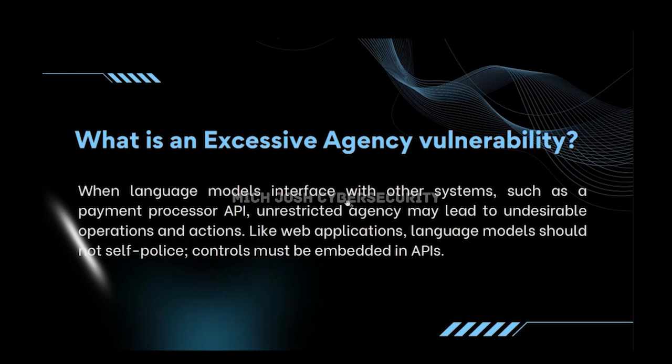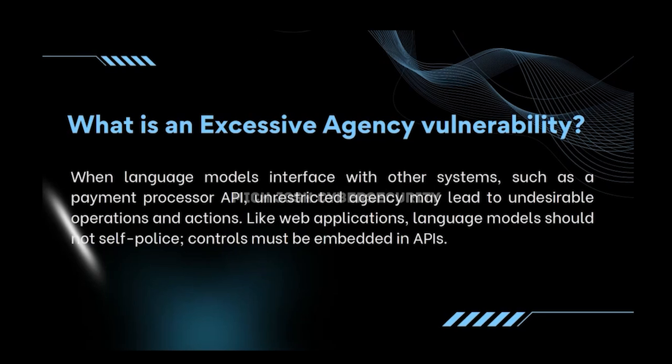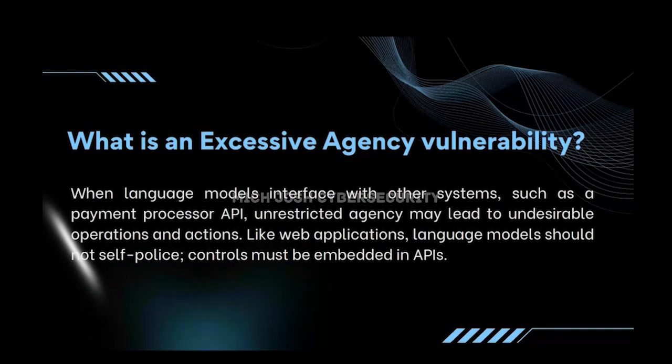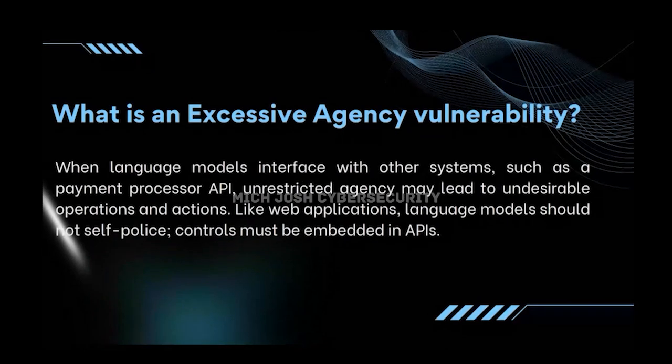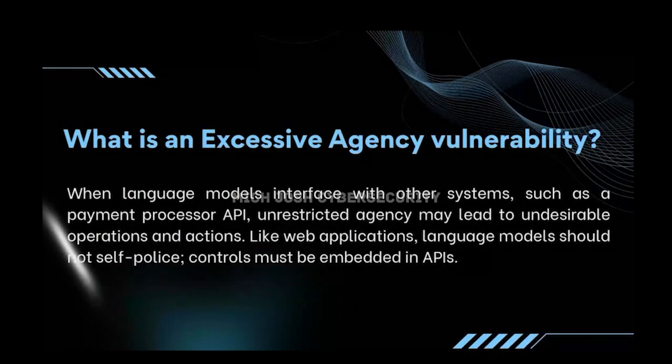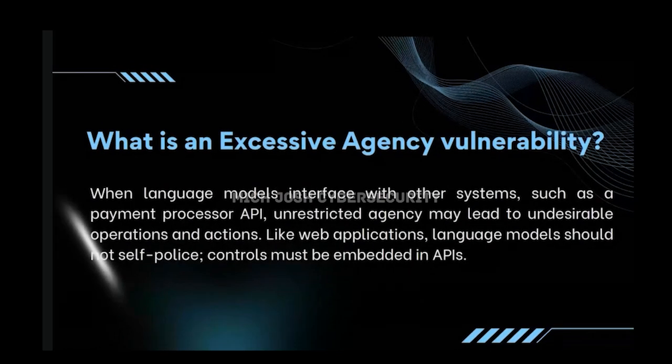Let's start with this. If anybody has any questions, please do let me know. So what is excessive agency? In particular in LLMs, when they connect to other systems, such as a payment processor API, and there is unrestricted agency, meaning we are giving more permissions to perform operations and actions, that will lead to a vulnerability.